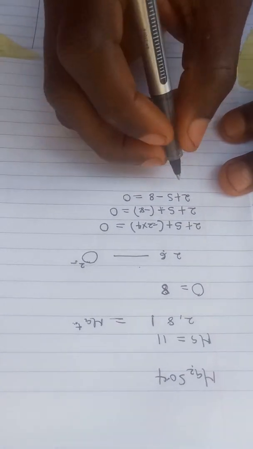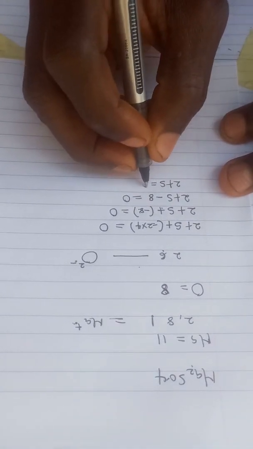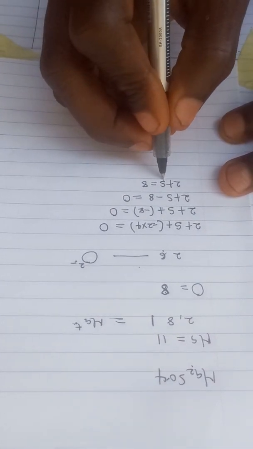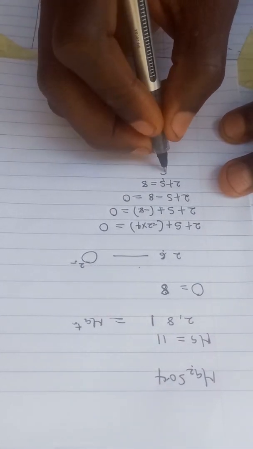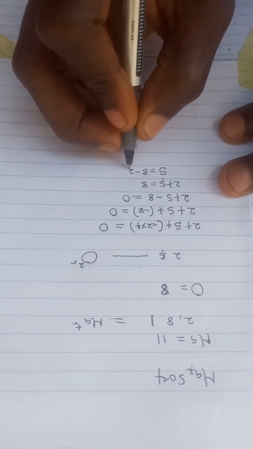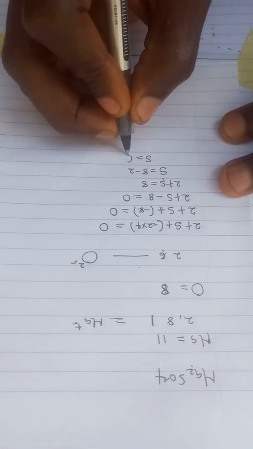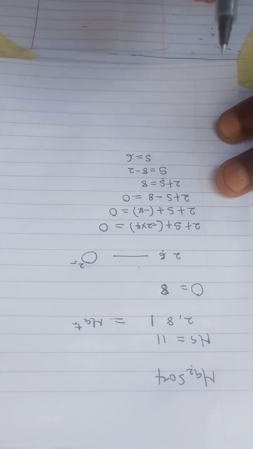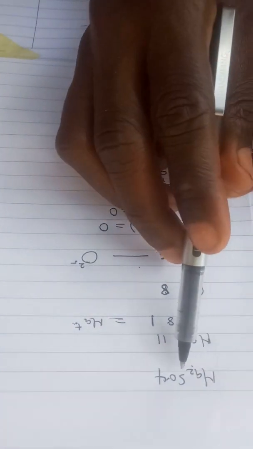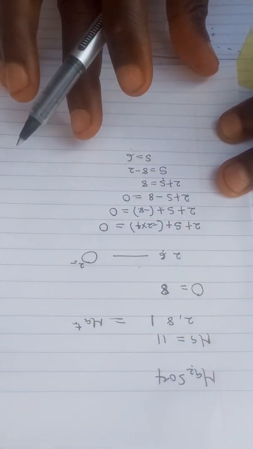So here now we have 2 plus x minus 8 is equal to 0, so x is equal to 8 minus 2. For us to get the value of x, we just do small mathematics. So we have our S to be 6. So the oxidation state of sulfur in sodium sulfate is 6. So let me take another example.